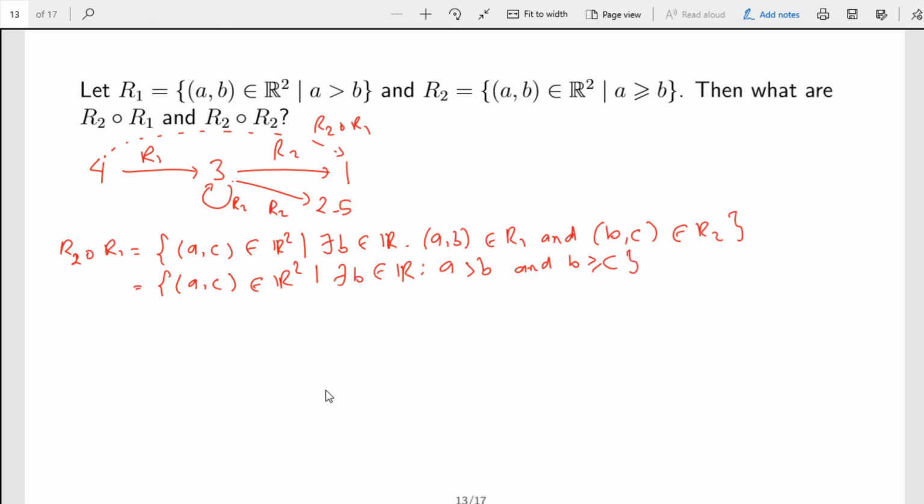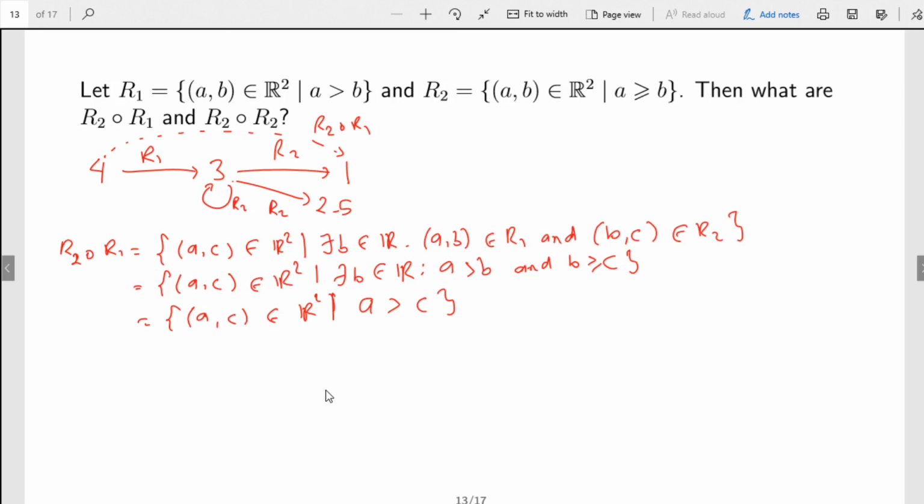Now if you know that a is greater than b and b is greater than or equal to c, then c could be the same as b or could be less than b, and then b must be less than a. So what is the relation between a and c? You know that actually a is greater than c. Now that is the composition of R1 and R2. How about the composition of R2 and R2 itself?